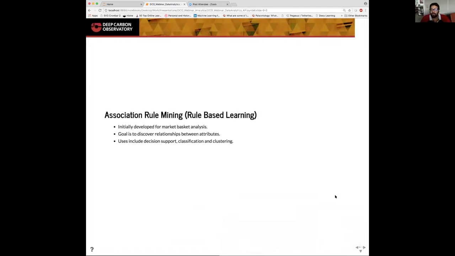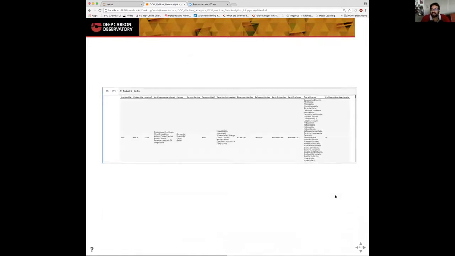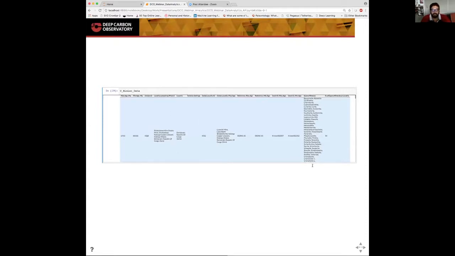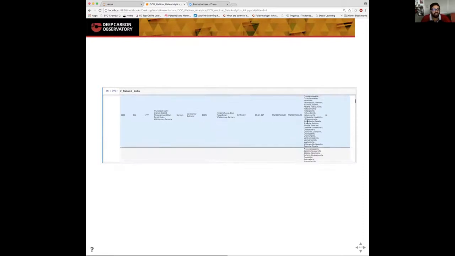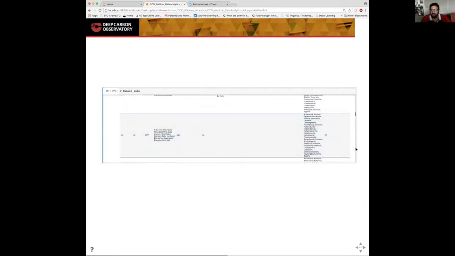For association rule mining, we use the second data set that we loaded, which contains the locality information, the age information, and the minerals contained in the locality. What we look at is the name of the locality that you see here and a list of minerals that exist in that locality. And we have this for every locality in the world which has uranium minerals.